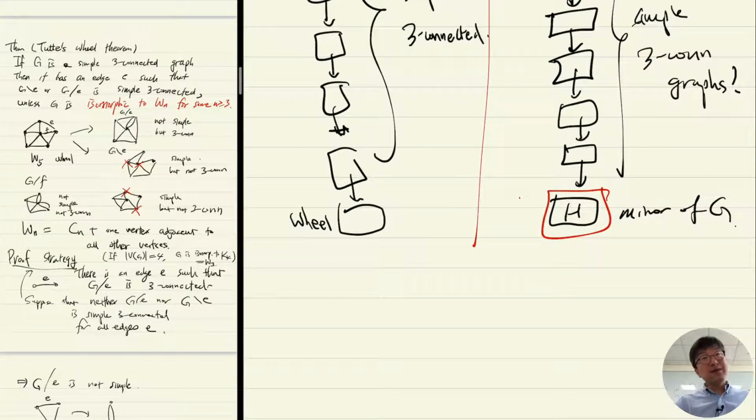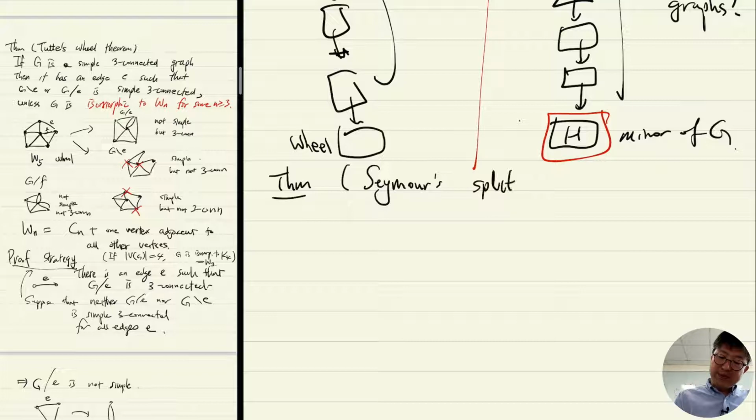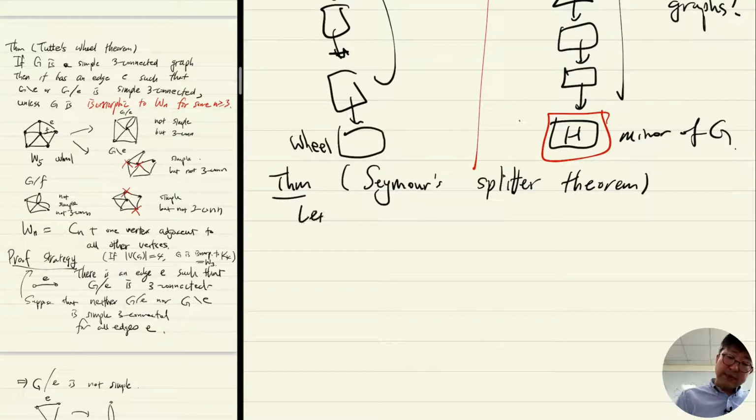So there's such a theorem. So let me state the theorem without the proof. So usually I teach this theorem for the matroid course, but not in the graph theory course. This is due to Seymour, who was my PhD advisor. It's commonly called the split theorem. So let H, G be simple 3-connected graphs.